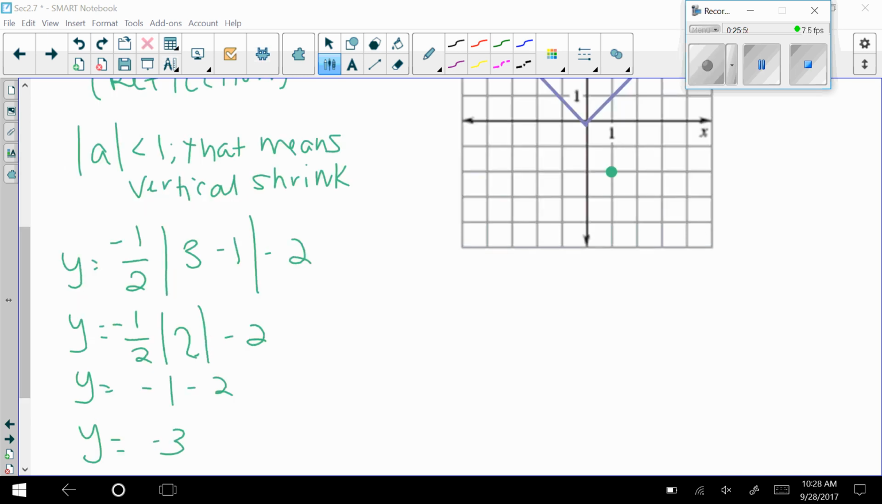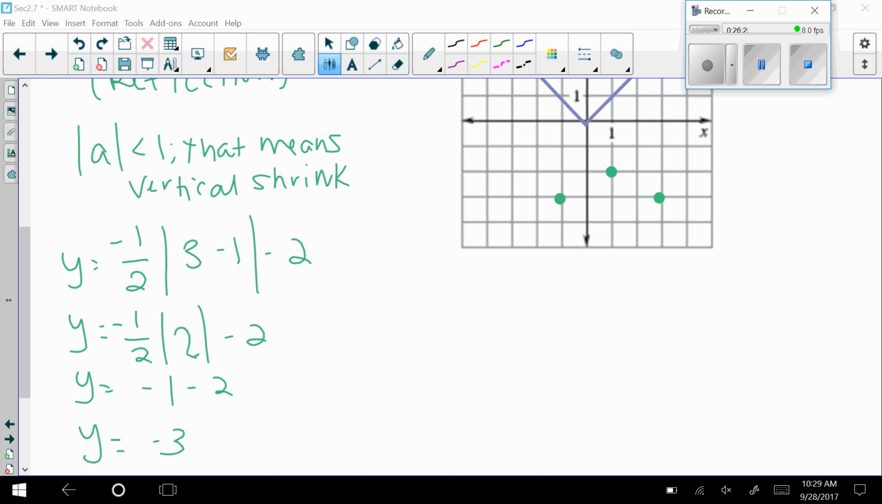Next, I'm going to find another point on my graph, and I'm going to choose a point that's 2 units away from x equals 1. So I'm going to choose x is 3, and when I do that, I get y equals -3. And then lastly, I can use symmetry to identify a third point. And the third point that I identify is when x is -1, y is -3.